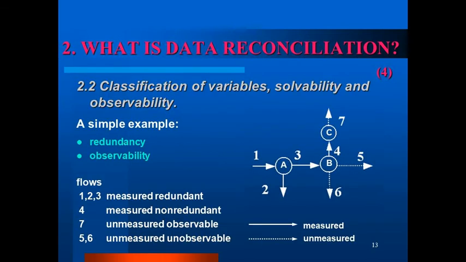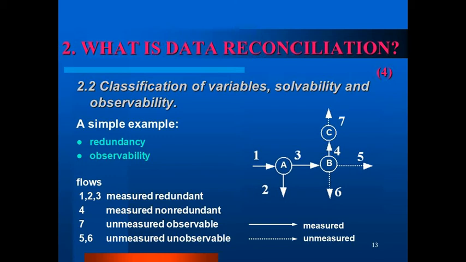Important for understanding data processing in redundant systems is deeper classification of measured and unmeasured variables. We talk about so-called redundancy and observability. This concept will be explained on this simple flow sheet. There are 3 nodes and 7 streams. Streams 1, 2, 3, and 4 are measured, streams 5, 6, and 7 are unmeasured.